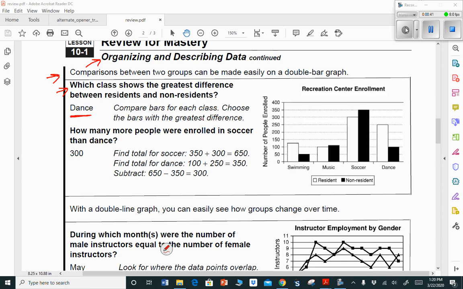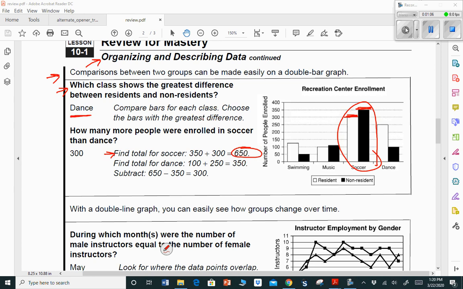How many more people were enrolled in soccer than dance? Find the total for soccer. So here's soccer at $350 for non-residents and $300 for residents. That adds up to $650.